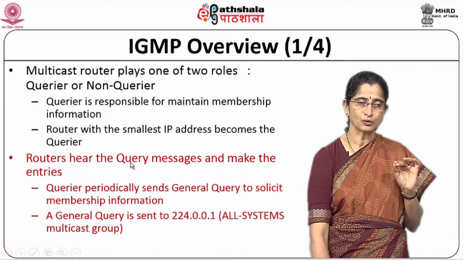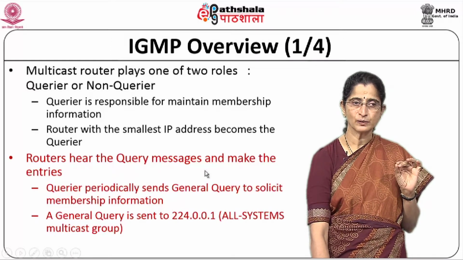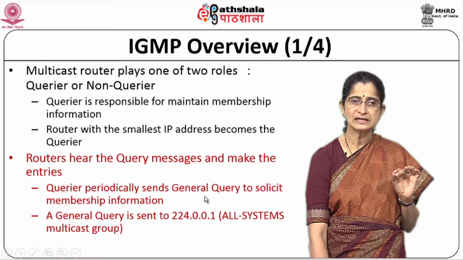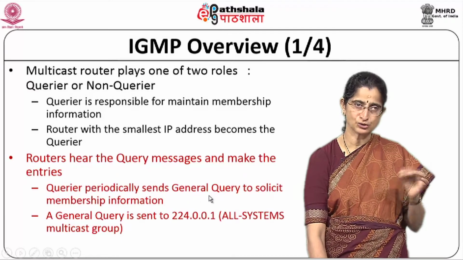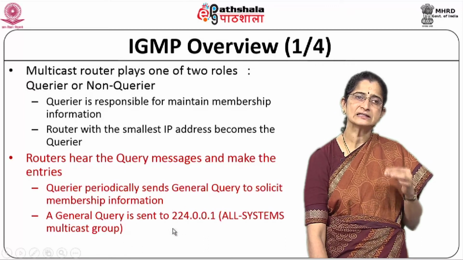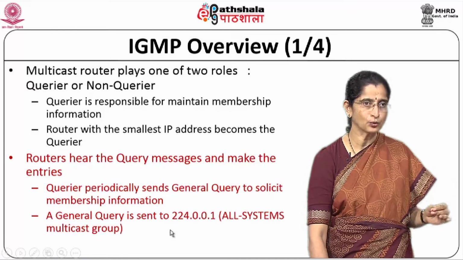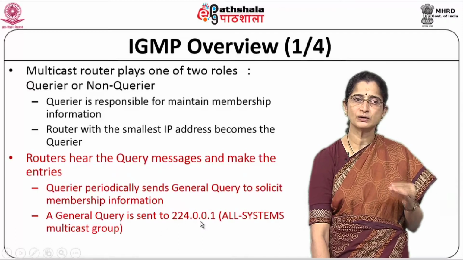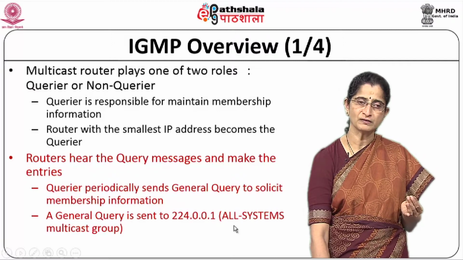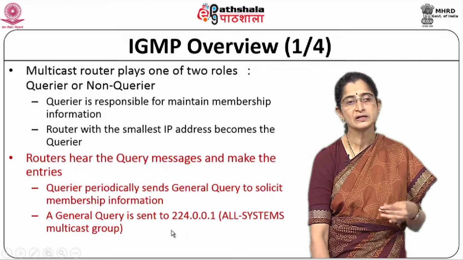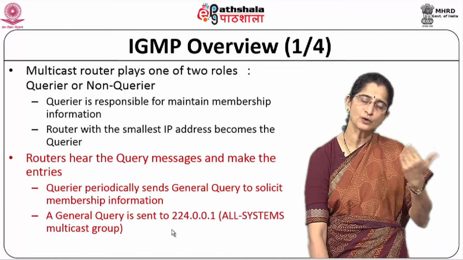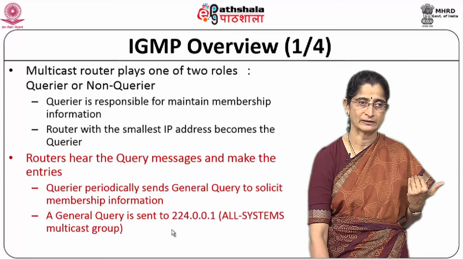So, the routers will hear the query messages and make the entries. The querier will also periodically send a general query to solicit membership information. A general query means it is sending a query to the hosts that are there. It is normally sent to a multicast group address, 224.0.0.1, which is called the all systems multicast group. When this general query is sent, the host will have to respond to this query.